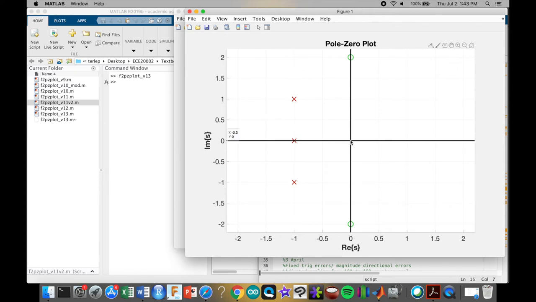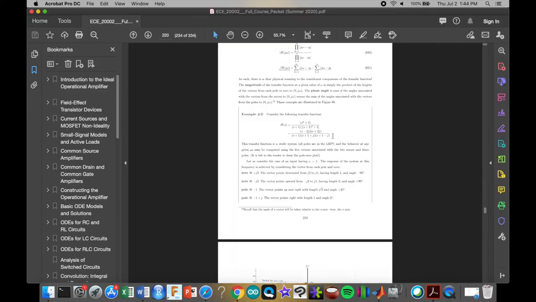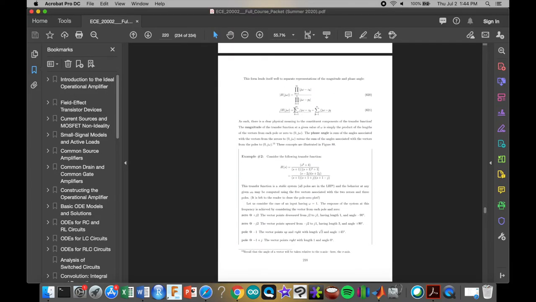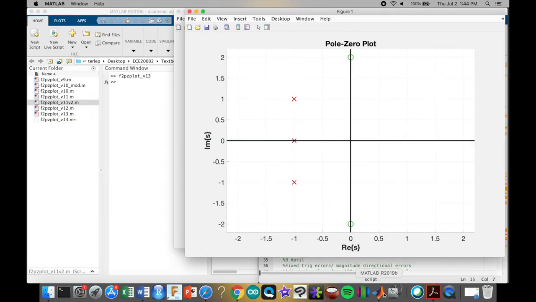Okay, well, let's look at that equation again real quick, because this one's a little bit more complicated. What we're looking at here is the angle between the zero and where we're at on the j omega axis. And we're summing all of those angles together for all of our zeros. And then we're looking at all of our poles and doing the same thing, but we're subtracting those angles off. So let's look at our example.